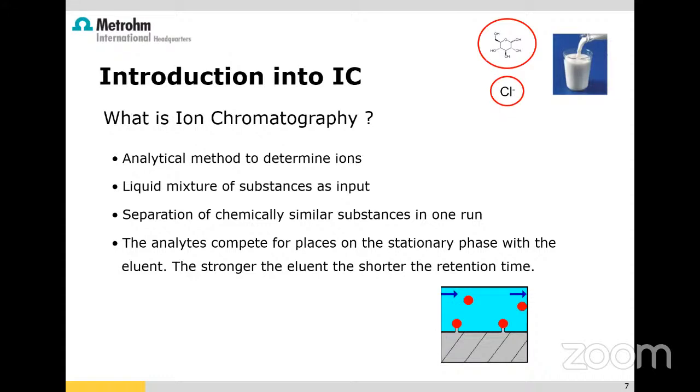As you know, retention time is the key term used in chromatography, because that is what defines how much time the compound or the ion has taken from the point of injection to the time at which it reaches the detector. So this difference is called the retention time.